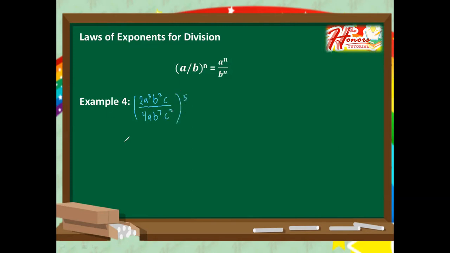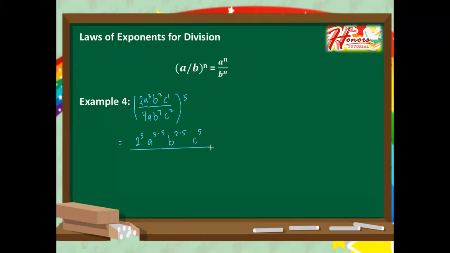Same process, we have to distribute 5 to each of the terms inside the parentheses. So that is 2 raised to 5, a raised to 3 times 5, b raised to 2 times 5, and c raised to 5. Why is it c raised to 5 only? This is because the exponent of c is 1, so 1 times 5 is 5.